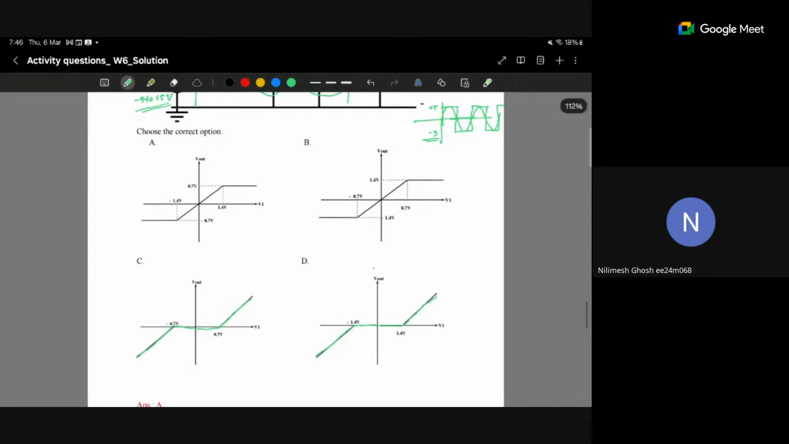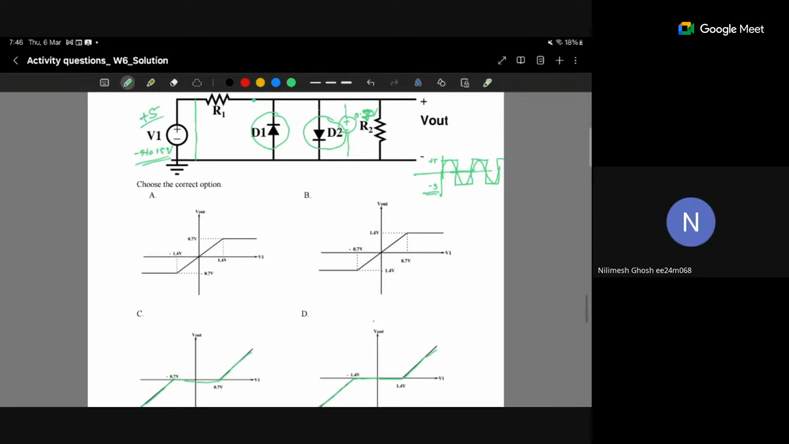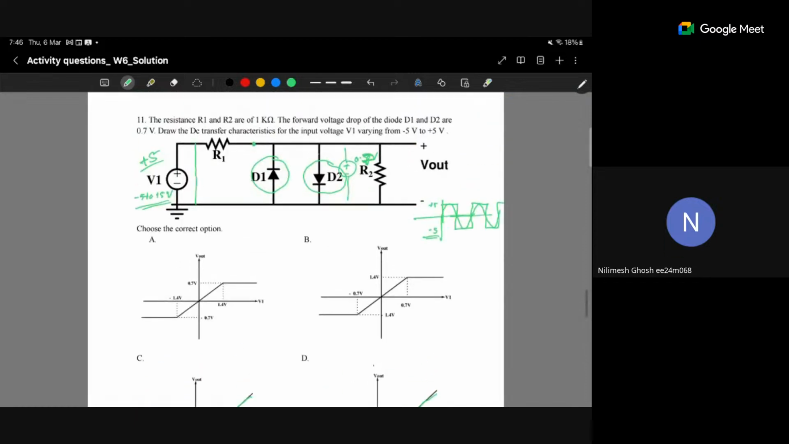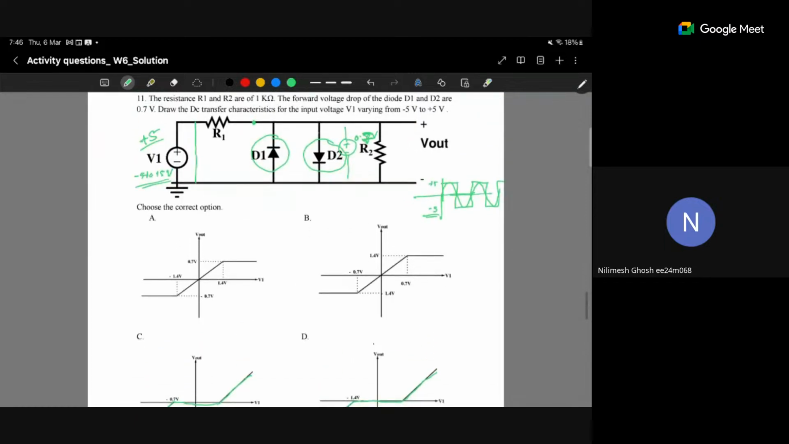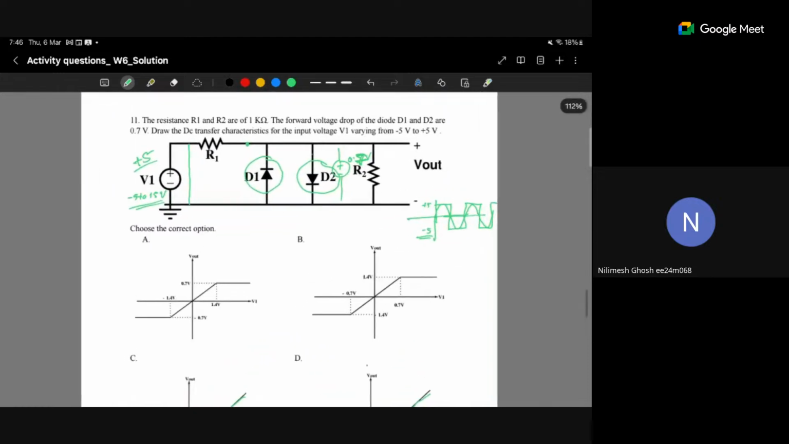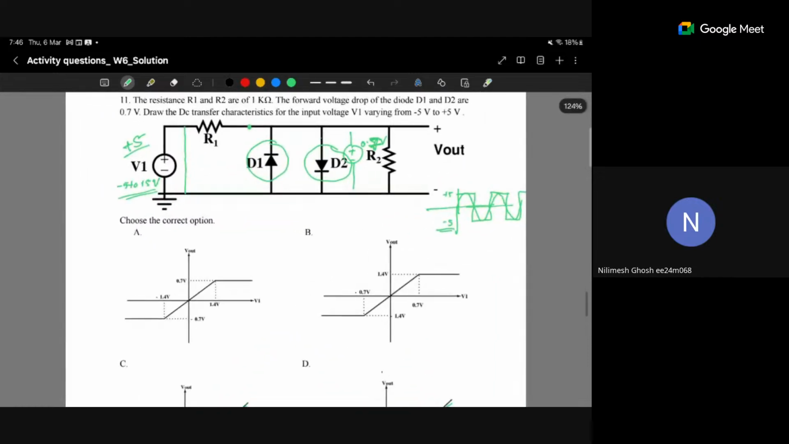Now only the first option is saying this: if V1 equal to 5 volt, V out will be 0.7. So within 30 seconds we can give the answer, but we will solve the whole question. The same thing is written as 1.4 volt in the V in.